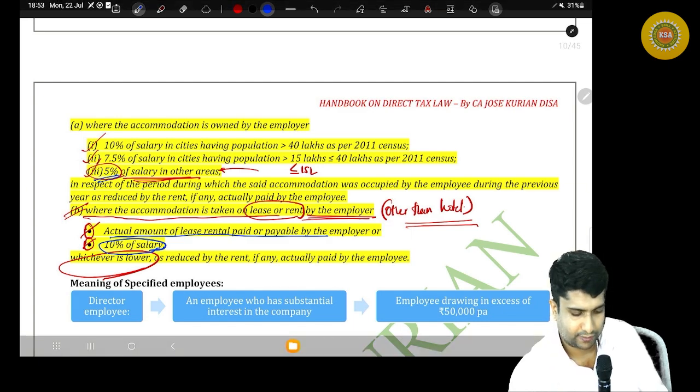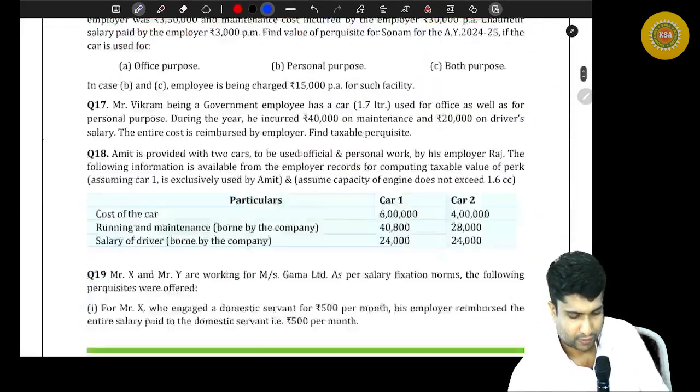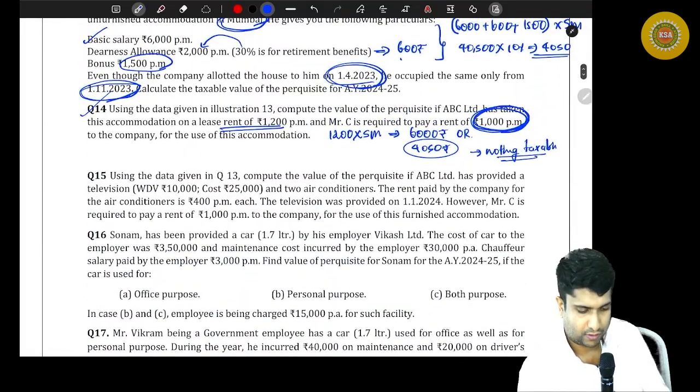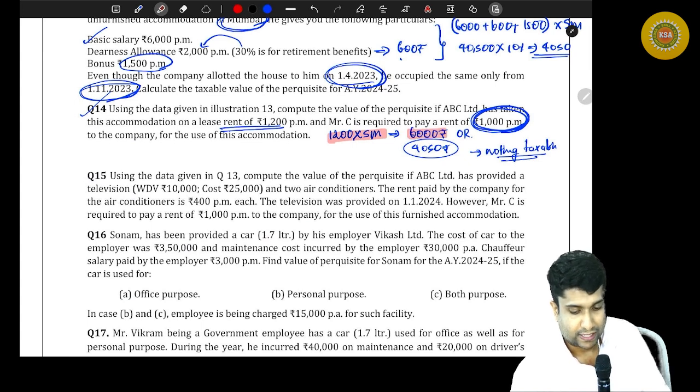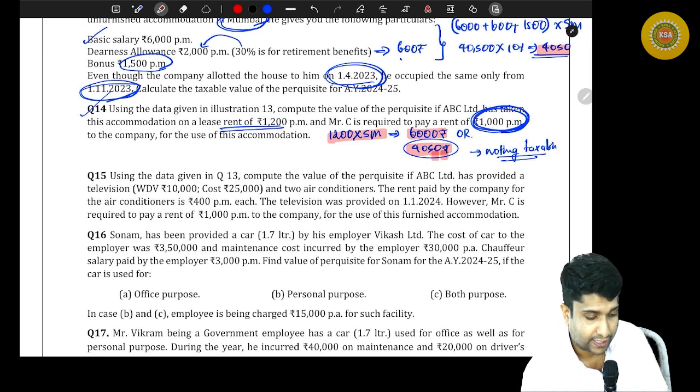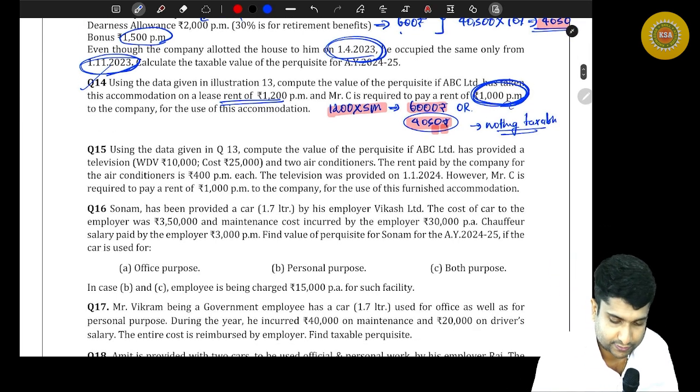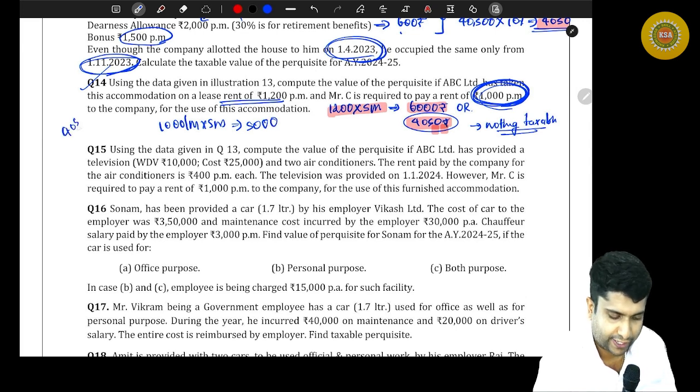Why nothing? Because see, the lease rental was 1,200 into 5, 6,000. And 10% of the salary we have already computed, that is 4,050. Whichever is lower, that means 4,050 minus rent paid. Rent paid is 1,000 per month in the question. So 1,000 per month into 5 months, that will be rent paid as 5,000. So the value is 4,050 and the rent paid by you is 5,000. So it is a kind of a loss. So nothing shall be taxable.